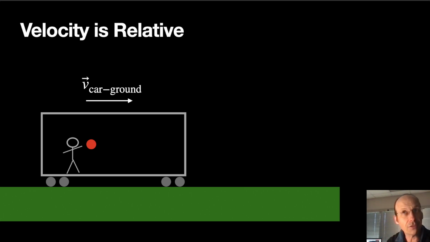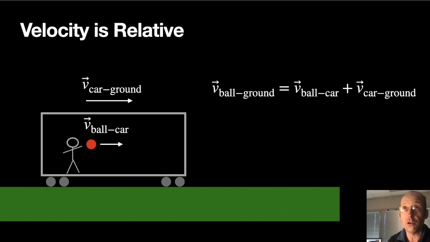When the person inside throws the ball, they also have a reference frame, but it's the velocity of the ball with respect to the car. It's not with respect to the ground. And in fact, with respect to the ground is what we want to find. We can write this as the following vector equation. Notice that those are vectors. We're going to talk about vectors, but I just want you to notice that. The velocity of the ball with respect to the ground is equal to the velocity of the ball with respect to the car plus the velocity of the car with respect to the ground. That's exactly what we did.